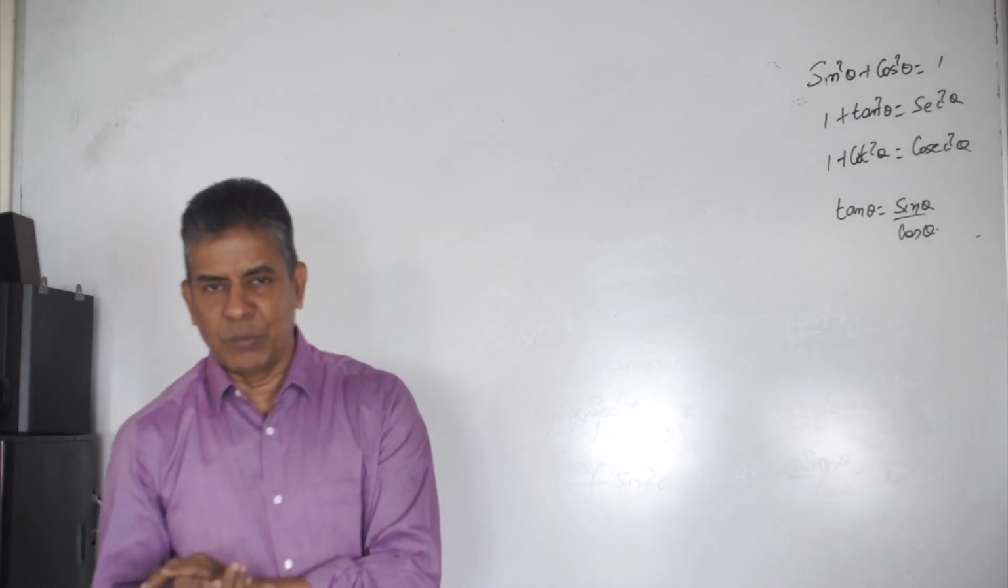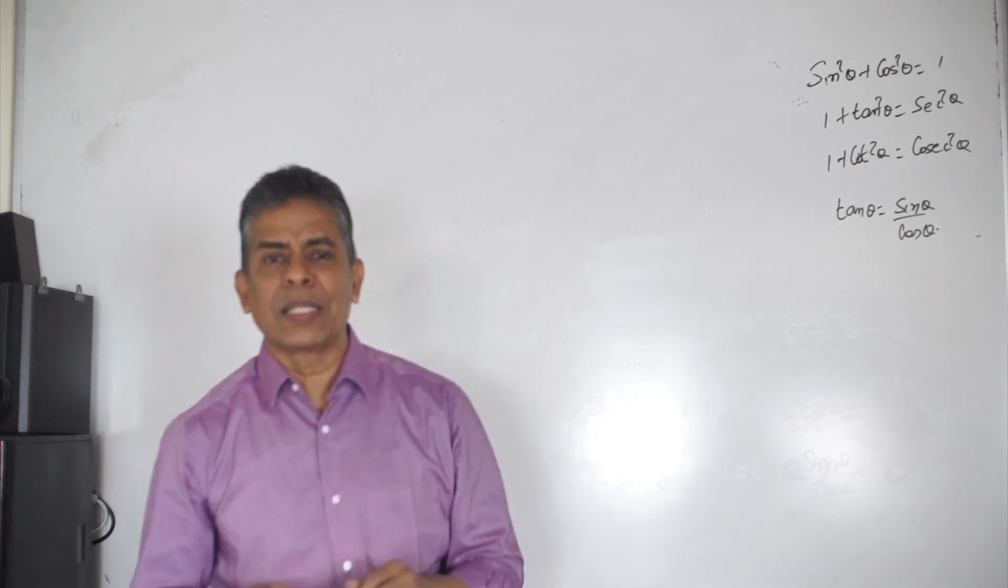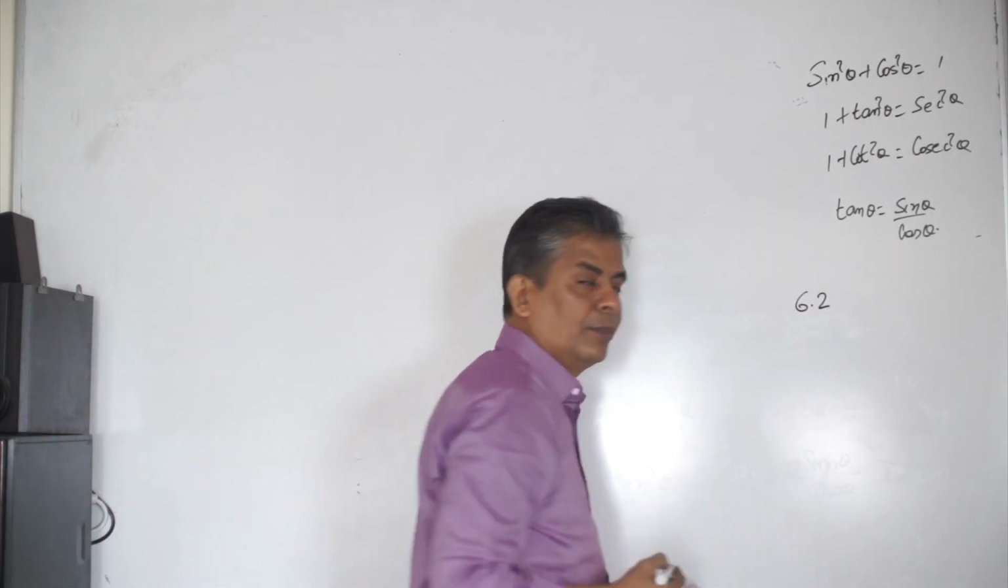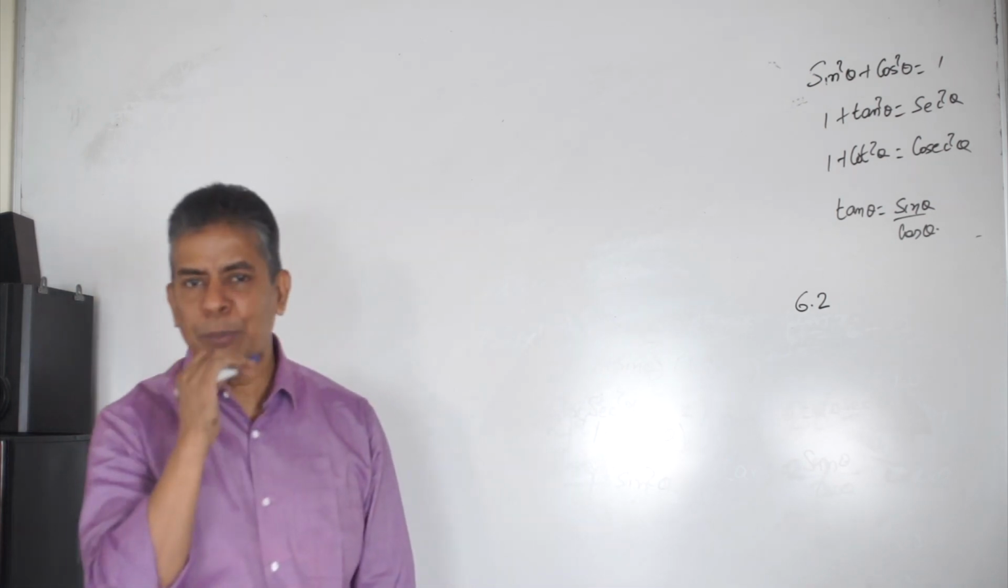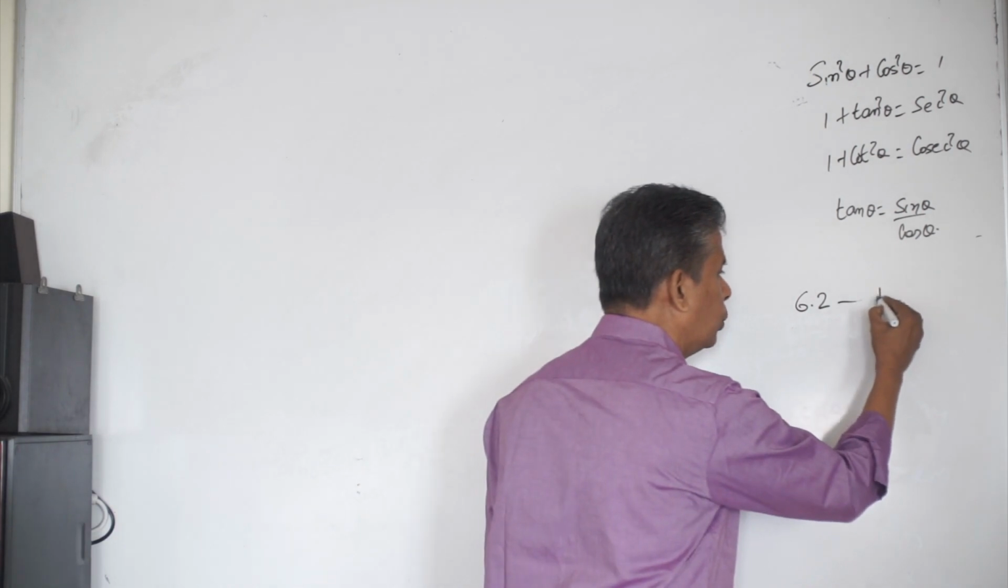The next type of sums here. We have seen 6.1 में दो type. Now the next type of sums is again from now 6.2. You have about 6 problems in 6.2.